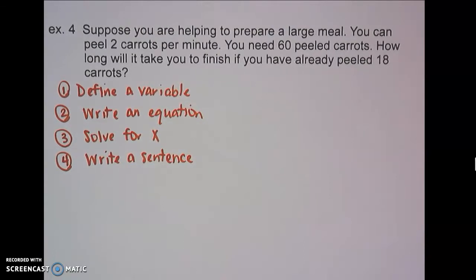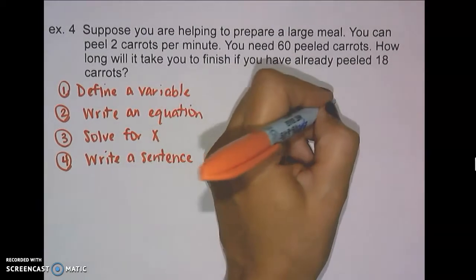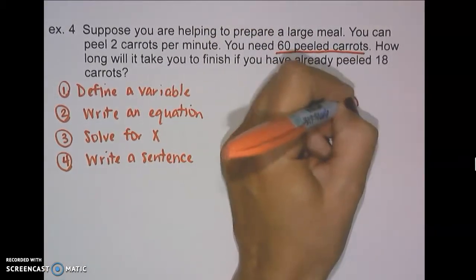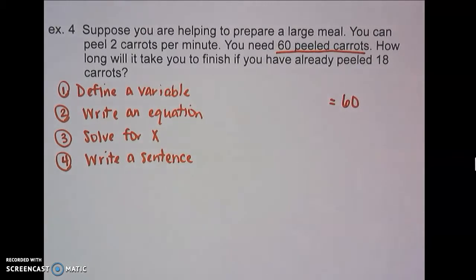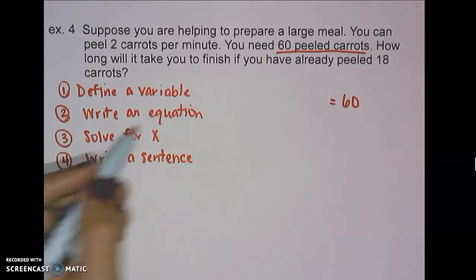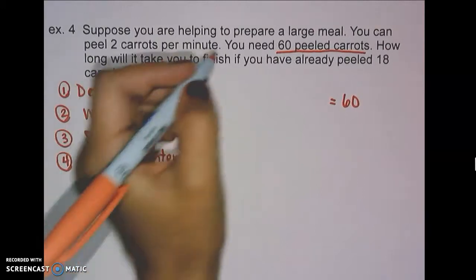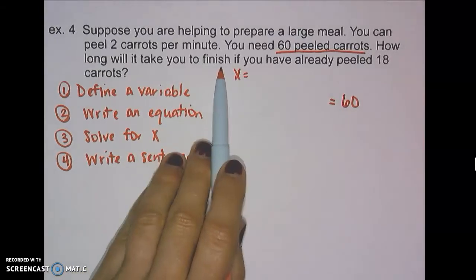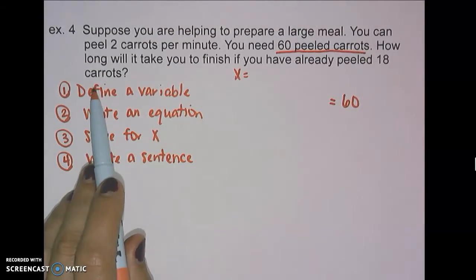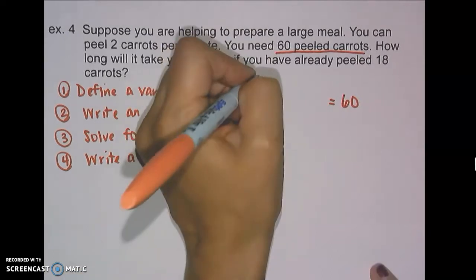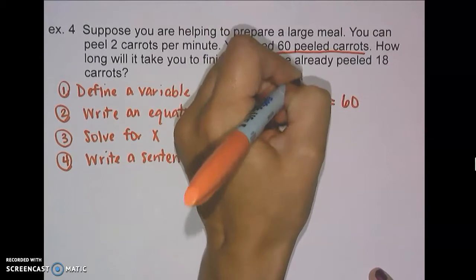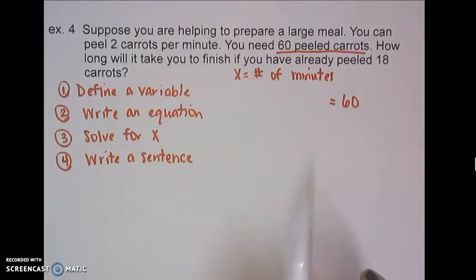So what's that equation going to look like? Well, we need a total of 60 peeled carrots. That's our total. So I'm going to put that on the right-hand side. Before we can even do that, what am I doing? We need to define a variable. All right, let's use x. It says, how long will it take you to finish if you've already peeled 18 carrots? Okay, so since it's asking how long, x is going to be the number of minutes it's going to take us to finish this job.